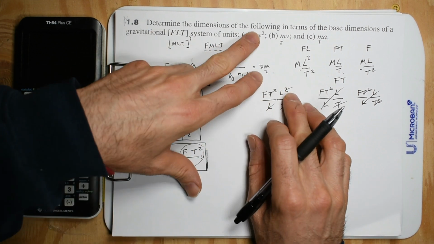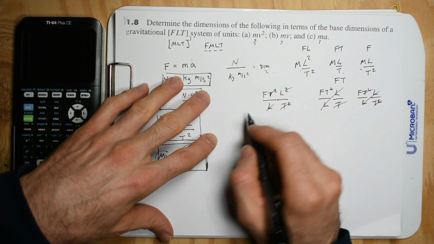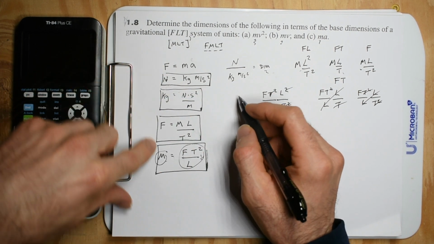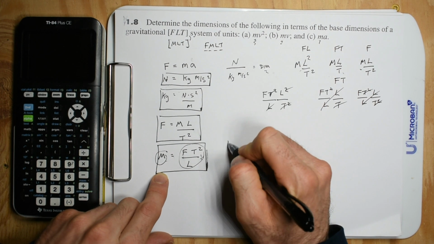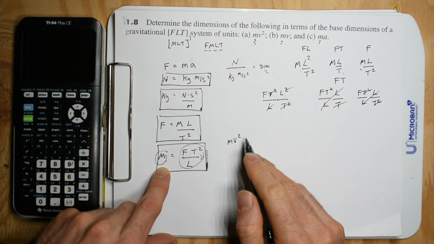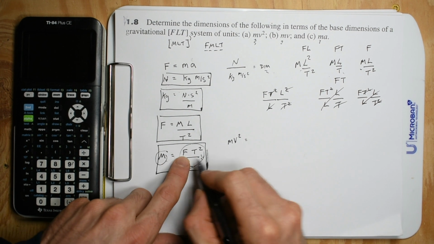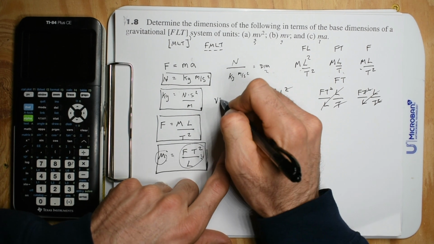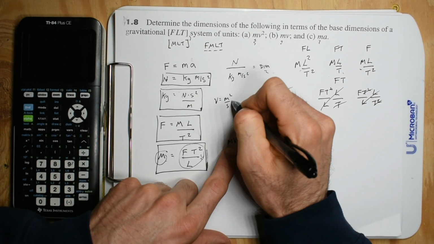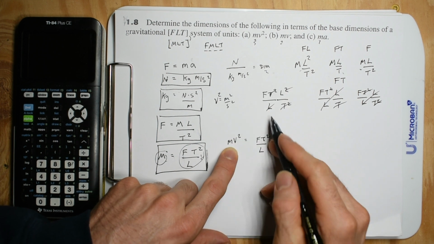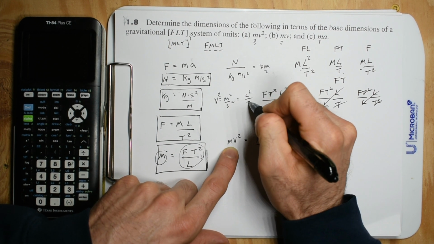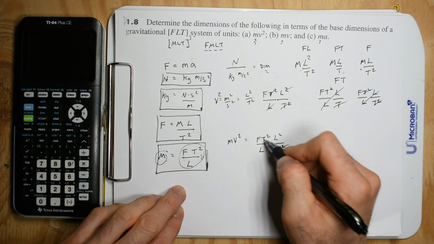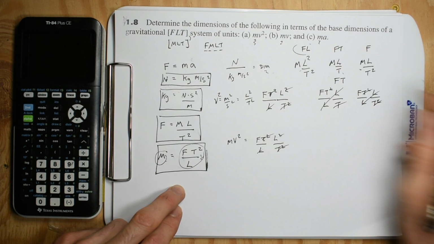If you didn't do it that way, how would you do it? Well, you would have just done it right off the bat. So if you have mv squared and you want this in terms of units, you would do it the same. You got FT squared over L, and then v is equal to meters per second, and if you square it, that's meters squared per second squared. That's going to be length squared divided by time squared. Times cancel, and then one of the lengths. So you got FL.